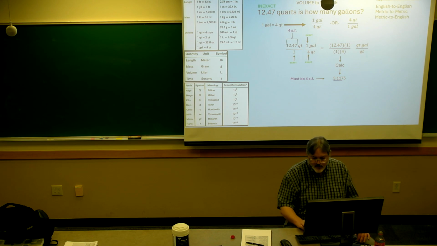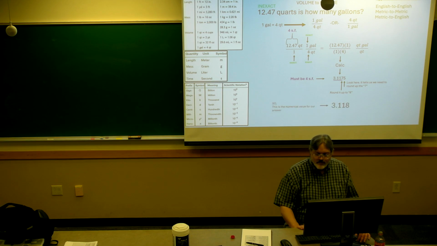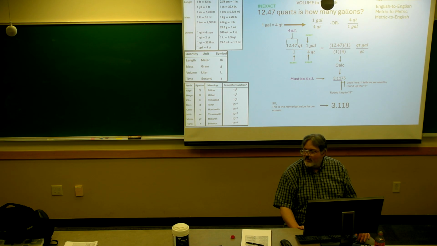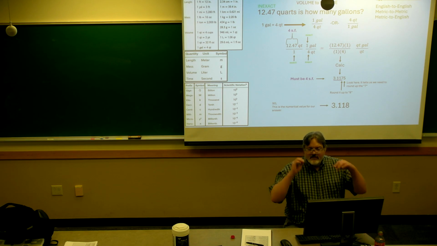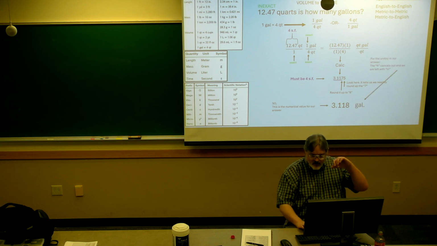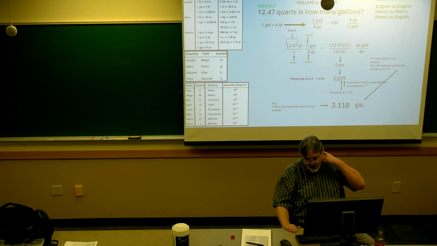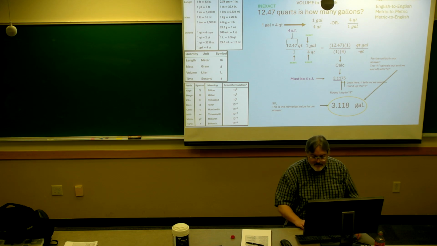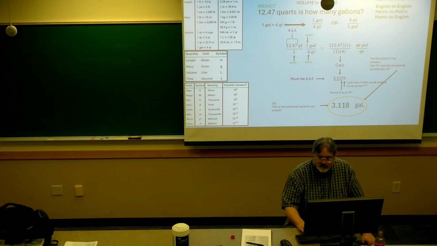This one turned out to be 4 again. The 5 rounds the 7 up, so what I'm going to put down for my answer is 3.118. Makes sense? And then, of course, the units. Cancel the quarts, you get gallons. And that's a 100% correct answer. This one happens to be with the decimal in the right place.